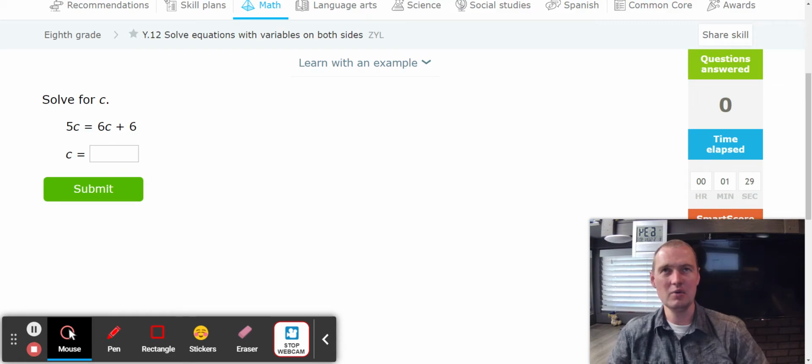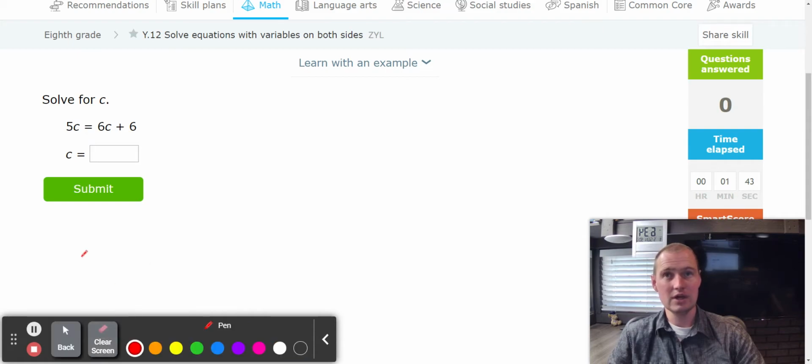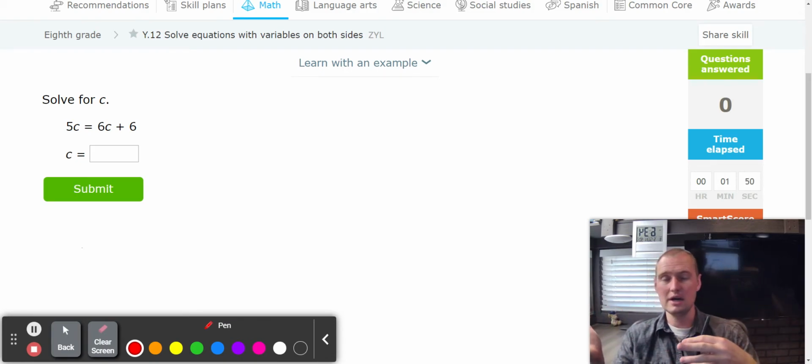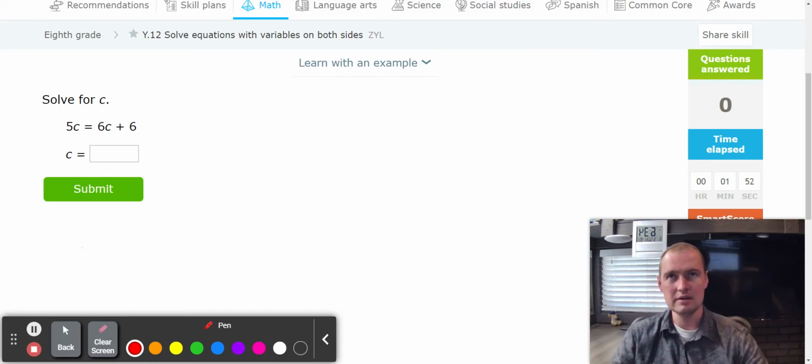Today we're working on IXL Y.12, solve equations with variables on both sides. If you take a look at this IXL, we have variables on both sides, which makes it a lot trickier because usually we have one variable on one side or the other, but not on both. So today we're going to work on putting the variables on one side and our constants on the other side. Remember, a constant is a number.